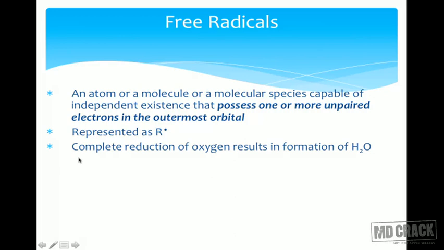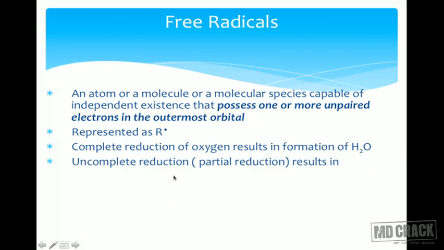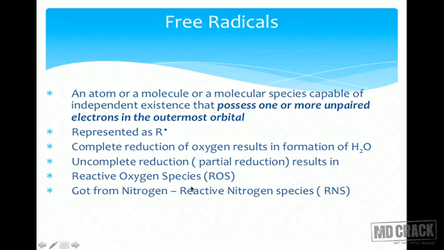Remember, complete reduction of oxygen results in the formation of water. So incomplete reduction, suppose there is partial reduction of oxygen, it will result in the formation of what are called reactive oxygen species, also called ROS. If you get a similar incomplete reduction from nitrogen, we call them reactive nitrogen species or RNS. So ROS and RNS. Remember, they need not be free radicals also. They may be just reactive oxygen species. They will come under the category ROS also.